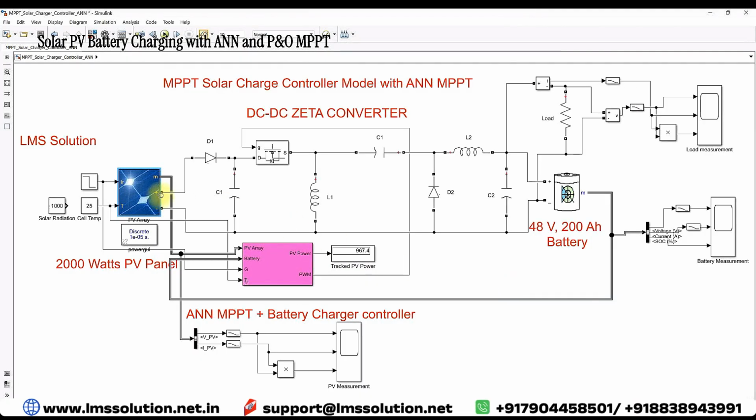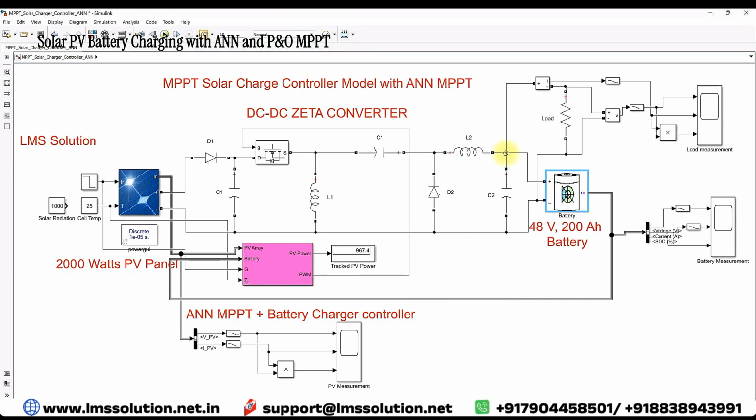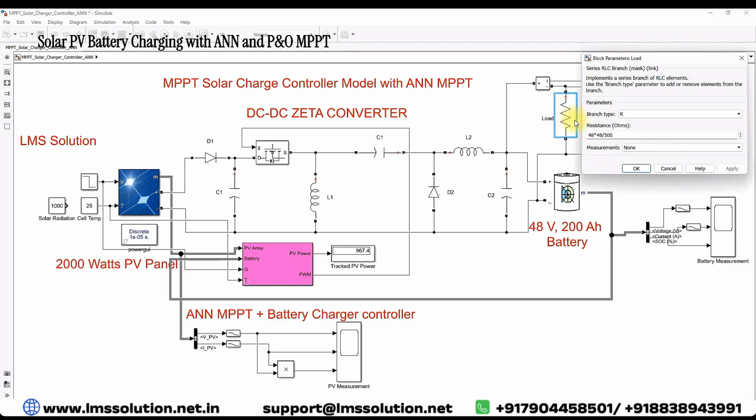Then the PV system will be connected to the batteries. The battery here is a 40 volt, 200 capacity battery. And at the output end of that converter we are using a Zeta converter. The Zeta converter can perform both buck mode as well as boost mode operation according to the duty cycle, according to the voltage of the input side and the output side. At the same point we have connected another load, around 0.8 watts.